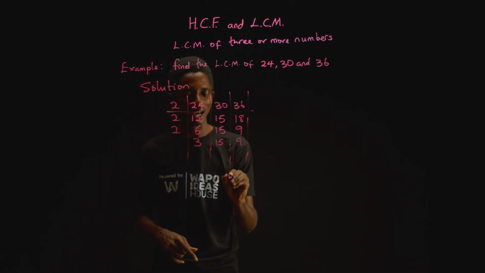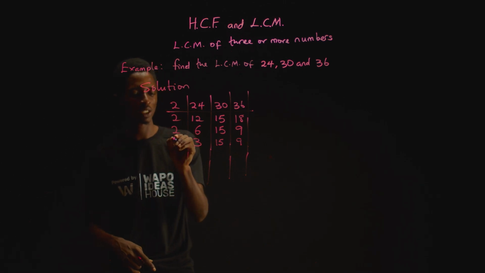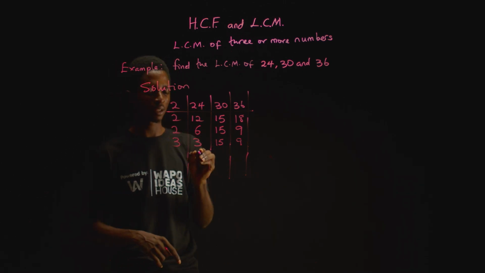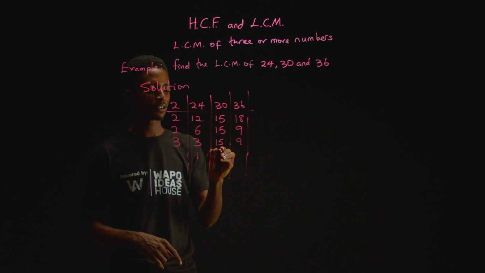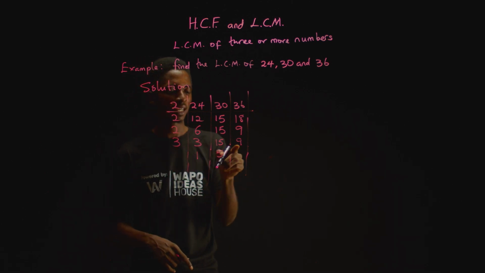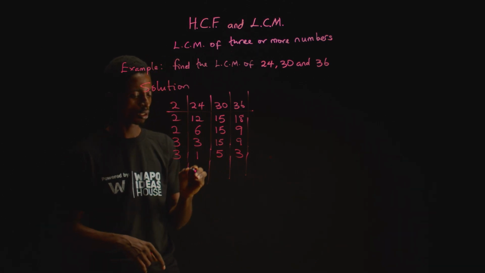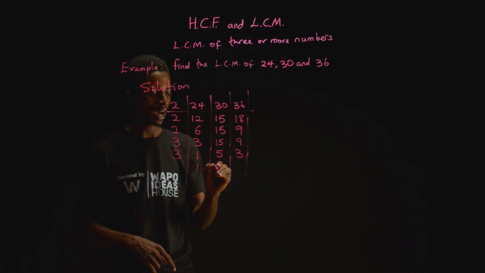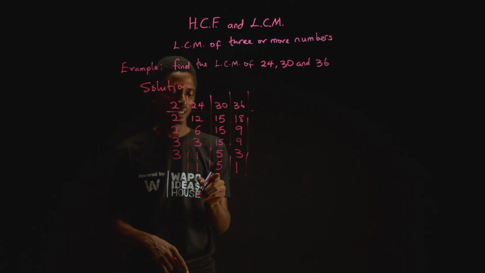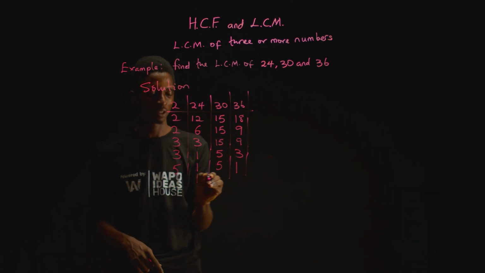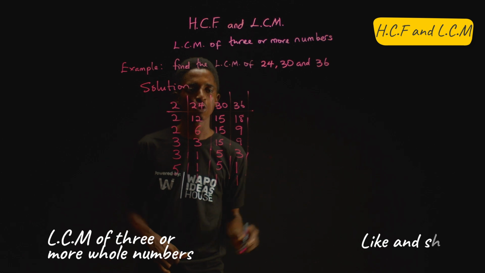Now 2 is no longer a factor, so we move to the next one, which is 3. 3 in 3, 1. In 15, 5. In 9, 3. 3 is still a factor. 1, 5, and then 1. Then finally we have 5, which will bring everything to ones.